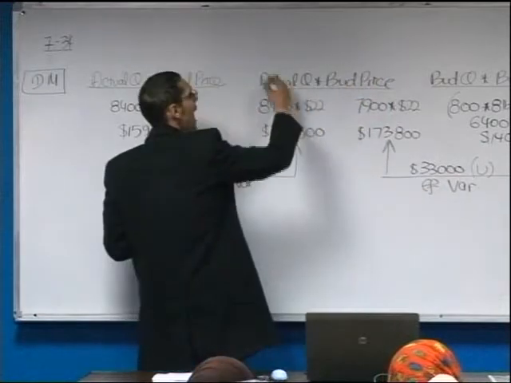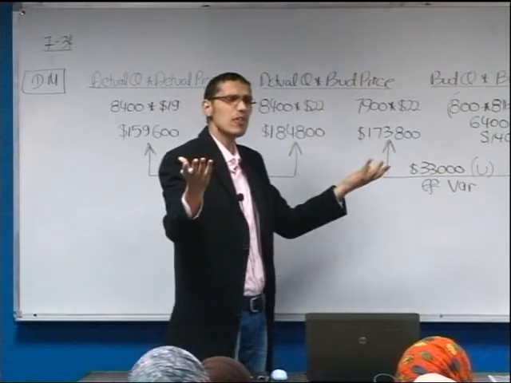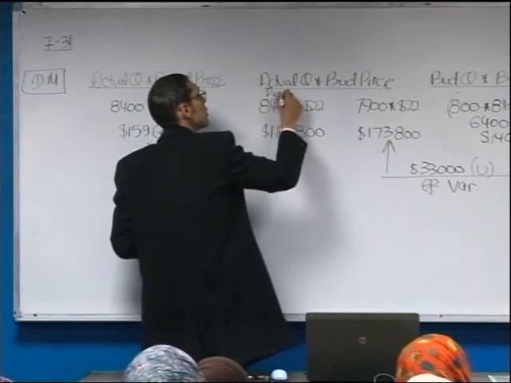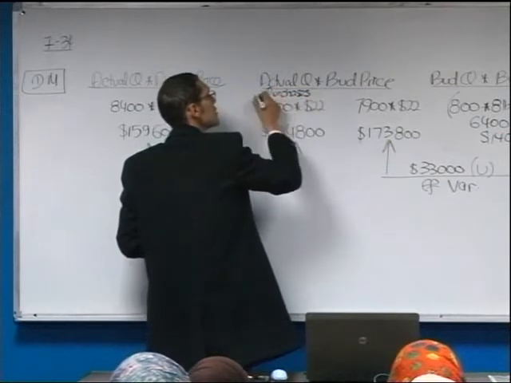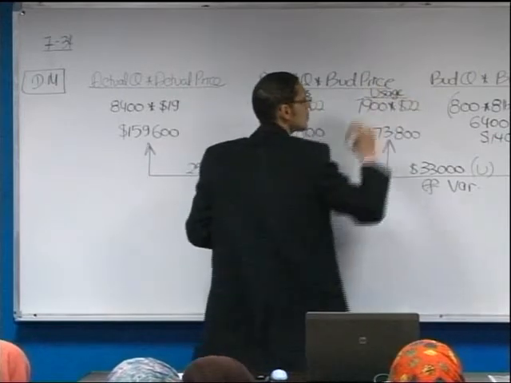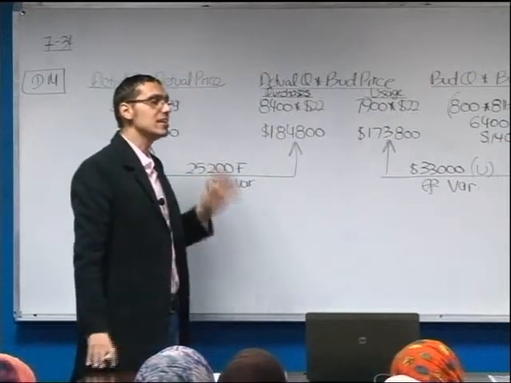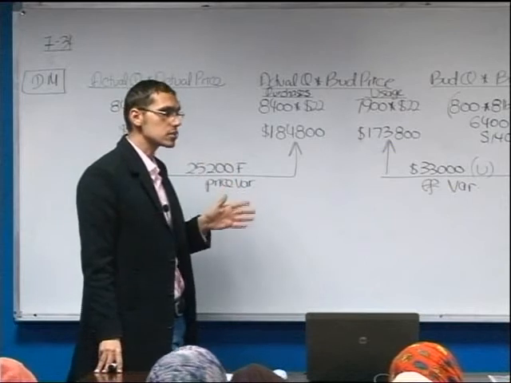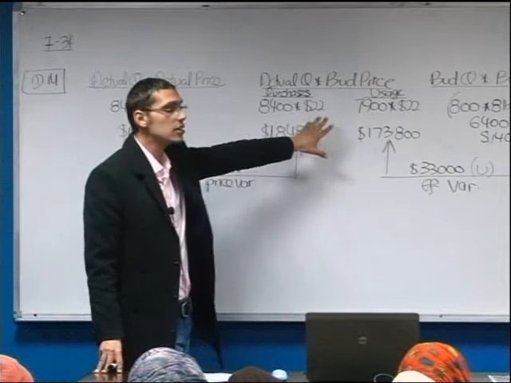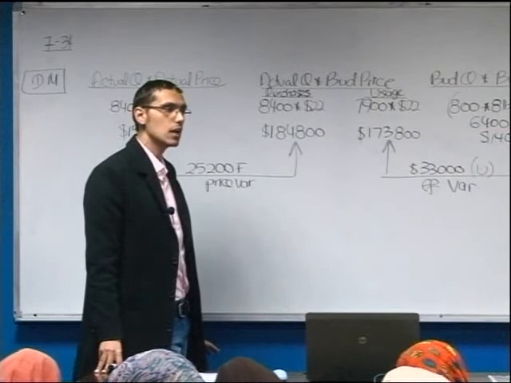Therefore, the actual quantity multiplied by the budgeted price would now be divided into two columns. The first column is for the purchases, and the second is for the usage. Always, when we have direct materials purchased different than the direct materials used, we need to consider these two perspectives. Any questions?